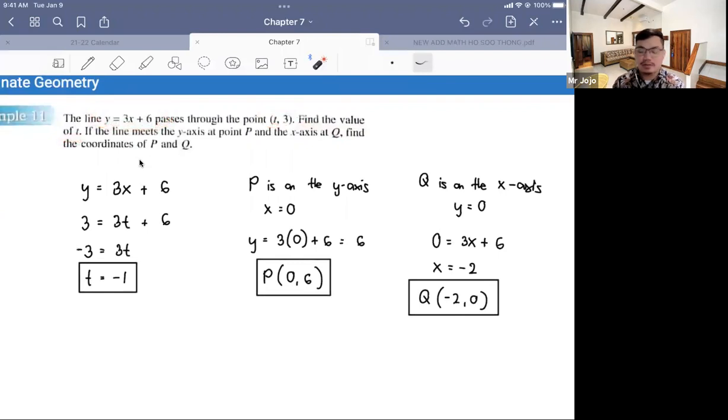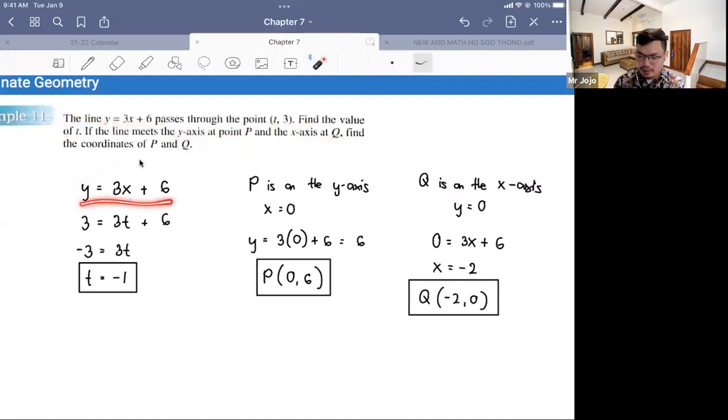That's the first question. And then next, if the line meets the y-axis at point P and the x-axis at point Q, find the coordinates of P and Q. So there are two questions in this example. The first question is, you're given the equation of the line, you're given a point, you need to find the value of t. That's your first question.